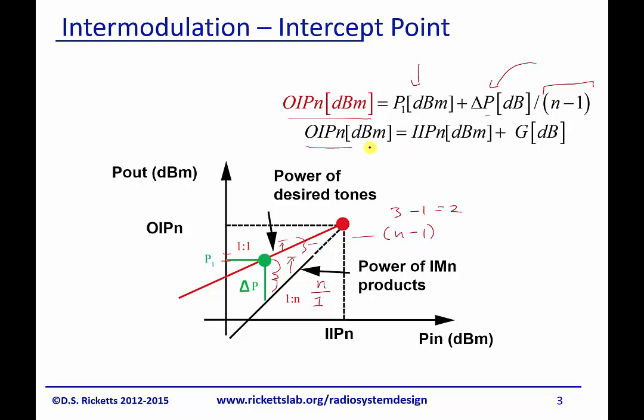And remember that the OIP3 is simply the IIP3 plus the gain. And that's because in a log-log plot, the gain is just an offset. So that's just a reminder.